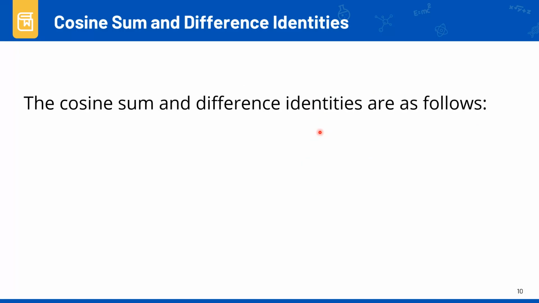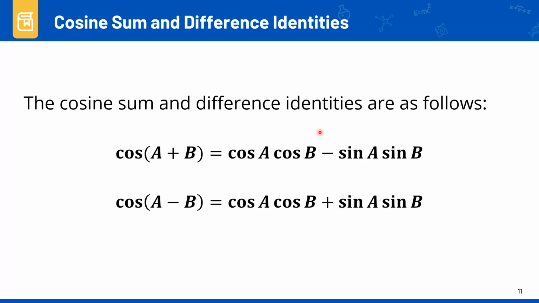The cosine sum and difference identities would be: cosine A plus B is equal to cosine A cosine B minus sine A sine B. And cosine A minus B is equal to cosine A cosine B plus sine A sine B. So this would be our identity. Again, for the sum, cosine A plus B is equal to cosine A cosine B minus sine A sine B, and cosine A minus B is equal to cosine A cosine B plus sine A sine B.